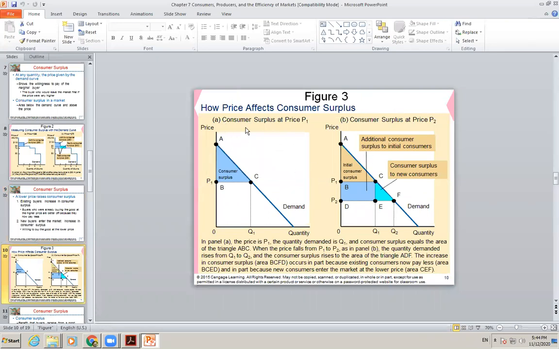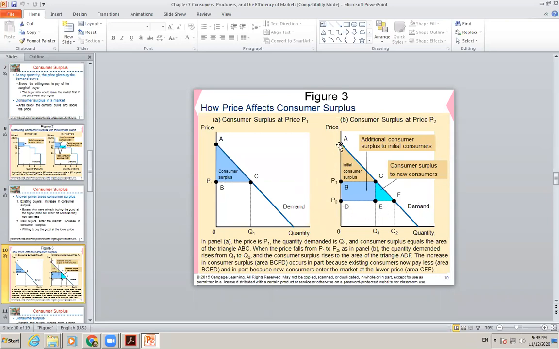So we have panel A here, panel B here. In panel A, the price is P1 and the quantity demanded is Q1. Consumer surplus equals the area of the triangle ABC. When the price falls from P1 to P2, in panel B, as you can see, the quantity demanded increases from Q1 to Q2. The consumer surplus will go up, as shown in the area in panel B.